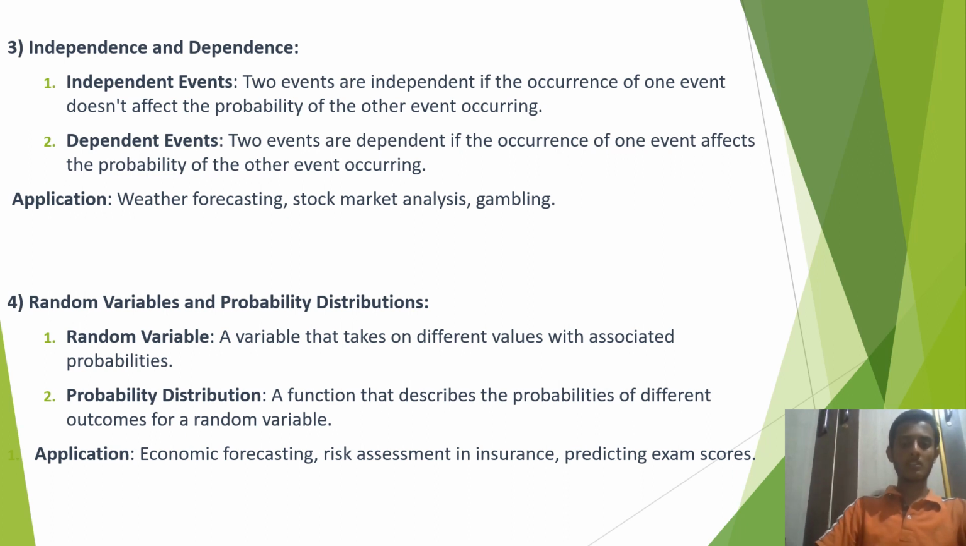Random variables and probability distribution. Random variable: a variable that takes on different values with associated probabilities. Probability distribution: a function that describes the probabilities of different outcomes for a random variable. Applications: economic forecasting, risk assessment in insurance, predicting exam scores.